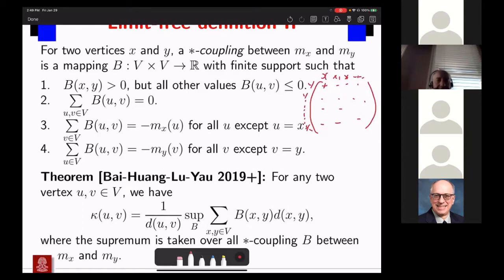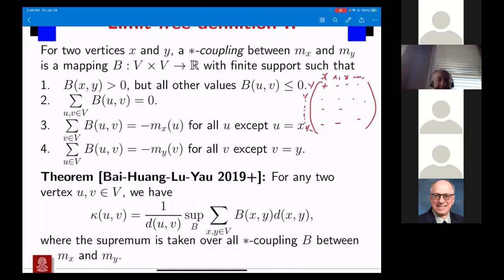And then we prove that indeed, the Lin-Lu-Yau curvature can be written as a supremum of the sum of B(x,y) times the cost, divided by the distance between u and v. So in this format, you have no limit, due to the previous formulas. It's very useful because this one gives you the lower bound. If you find a star coupling, you immediately get a lower bound of the curvature. The other one gives you an upper bound. So if you pick them so that the upper bound and lower bound are equal, then you can calculate the curvature.